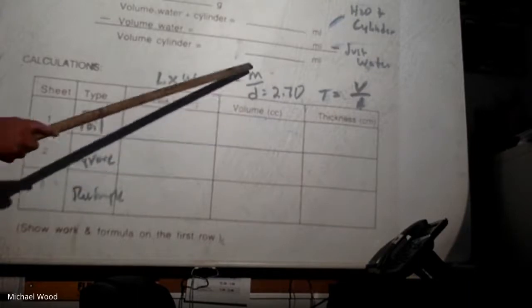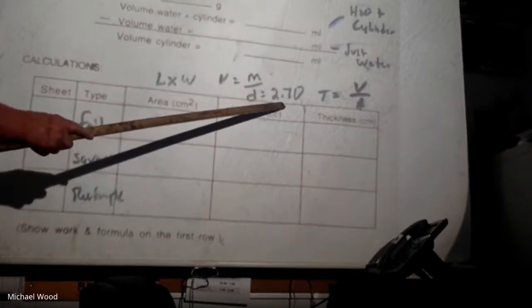Okay, and then finally down here, this is a calculation table that we will work on again starting next week, and we're going to plan on this being due Monday, Tuesday, the 14th, 15th. But again, the foil, the square, the rectangle, just like it was up above. You might want to write yourself a note. Area is length times width, which you have above. The density is going to be the triangle, so it's going to be mass over volume. The density is 2.70. And the thickness is going to be volume over the area.